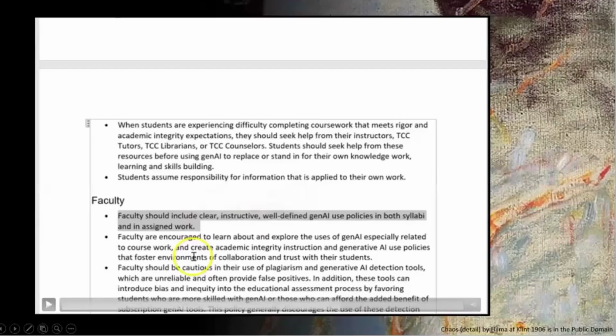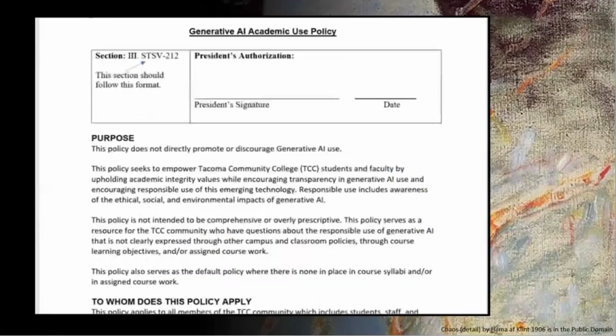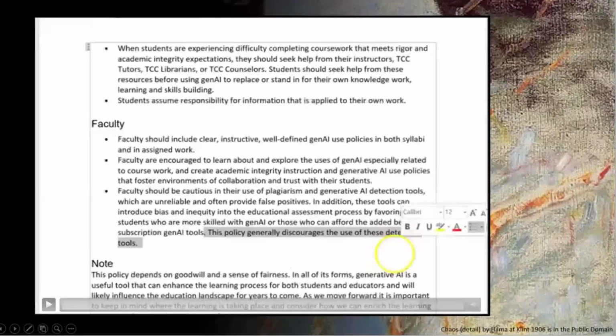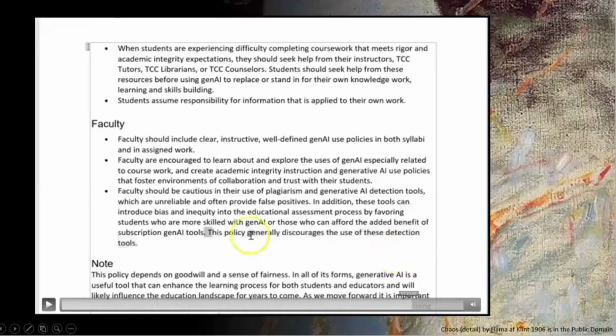Then we move on to the faculty. The faculty should include clear, instructive, well-designed generative AI policies in both syllabi and their assigned work, which feels like a pretty safe place to be. And this is going to get a little bit of controversy here. After all, it is just a policy. Students wanted to kind of go for broke here.